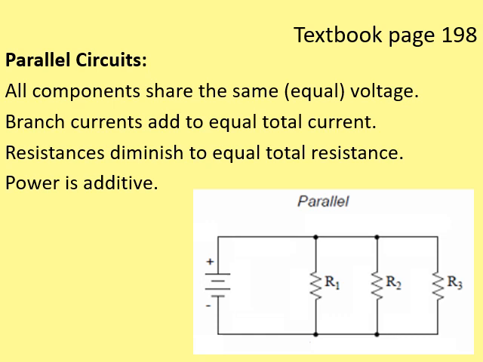It's kind of opposite in parallel. They all share the same voltage. All resistors share the same voltage, but the current divides inversely proportional to the resistor values.